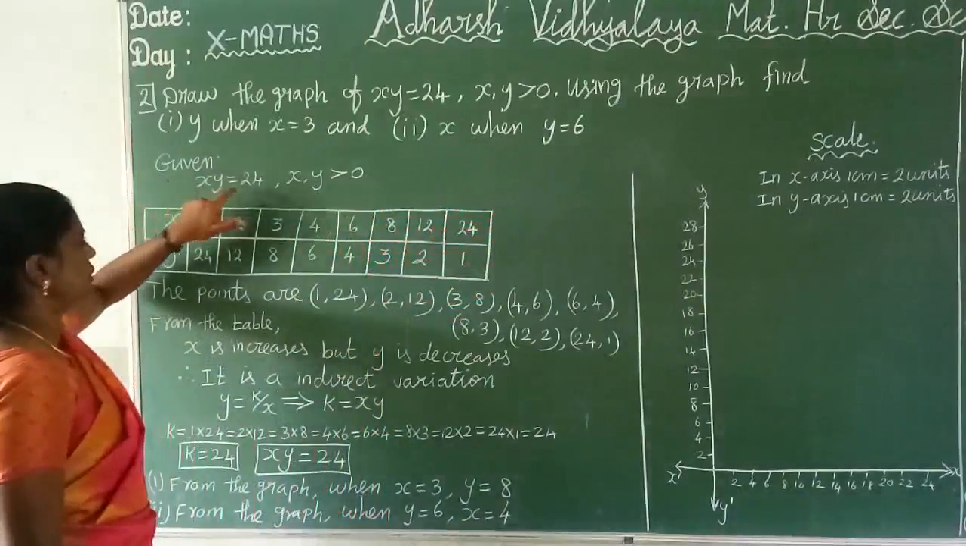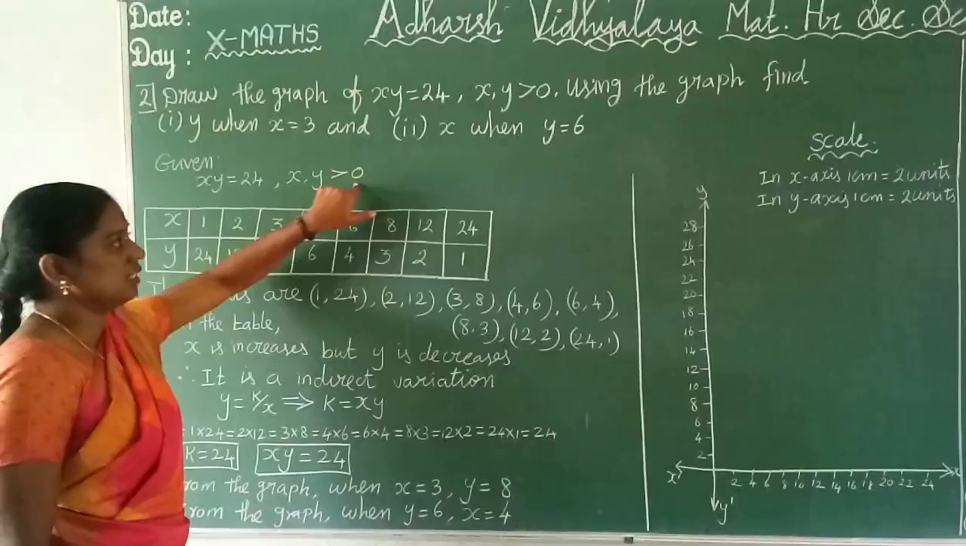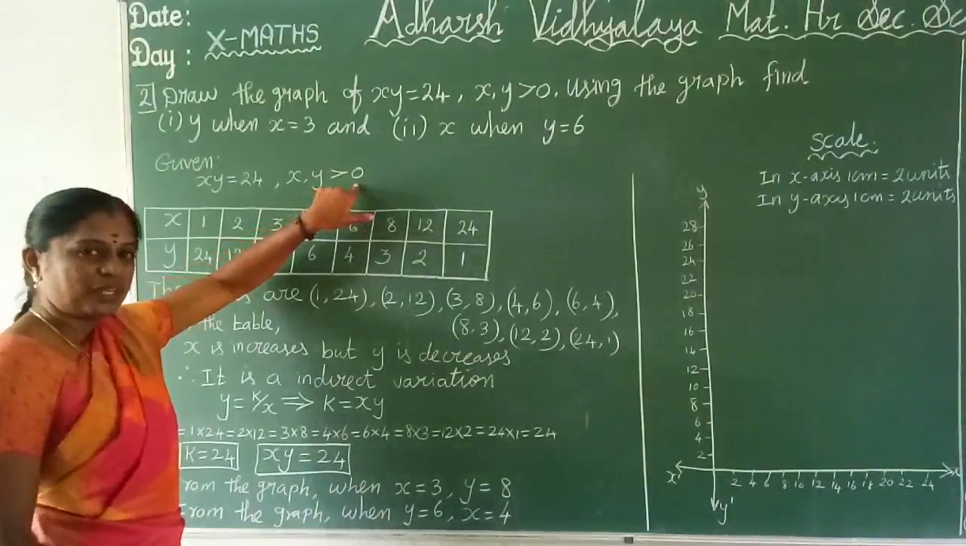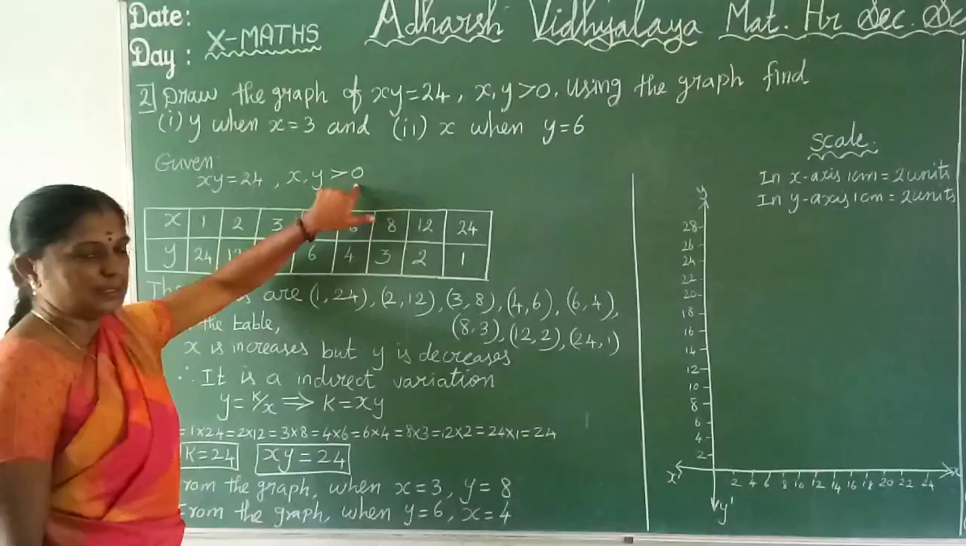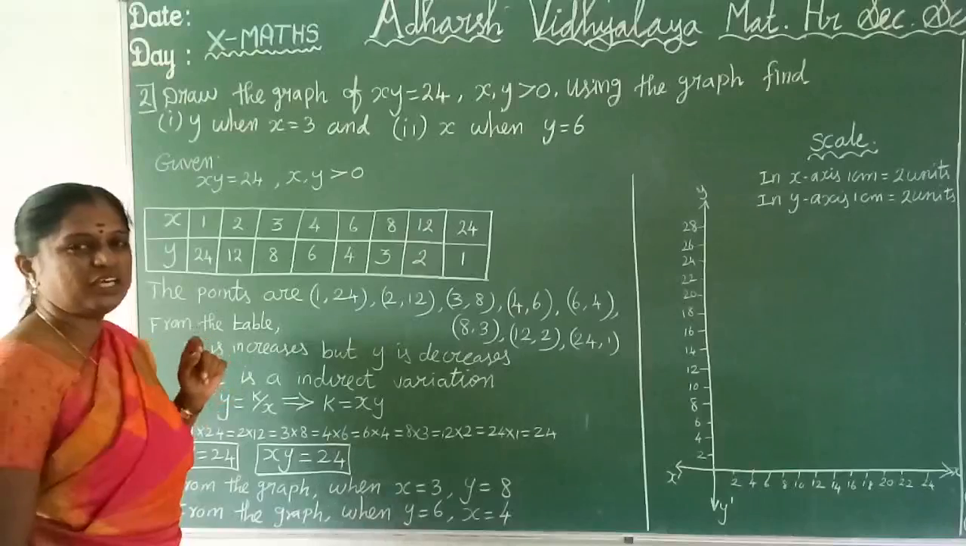Here, what is given? xy equal to 24, x, y greater than 0. Only positive we consider. So here the tabular column is not given. We have to create the tabular column. So select the numbers. Which two numbers multiply to give 24?